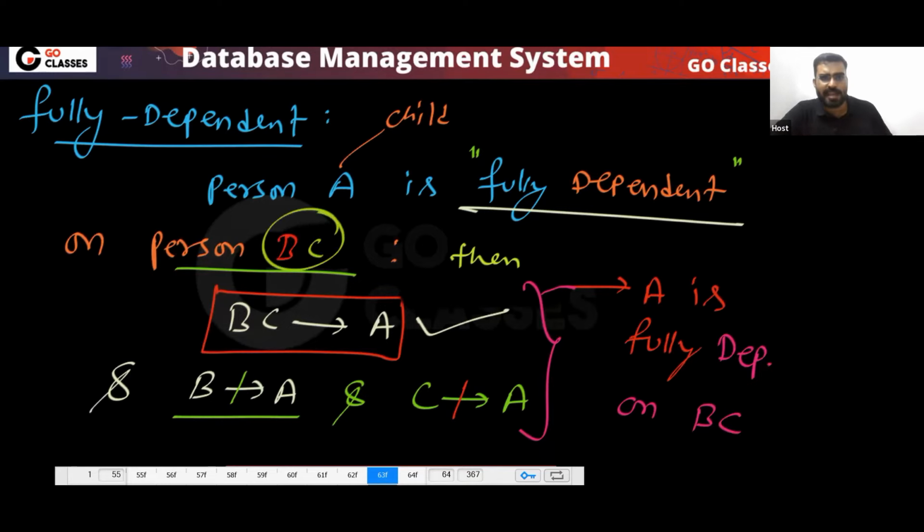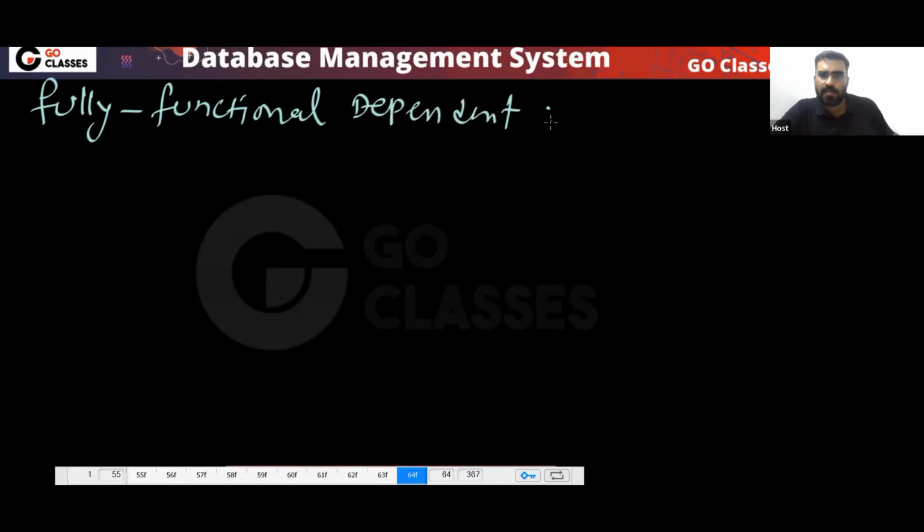Anyway, this is just an analogy. This is not the concept. Now let's see the definition. The definition is very simple. What is fully functional dependency? Fully functionally dependent. We can call it full FD.